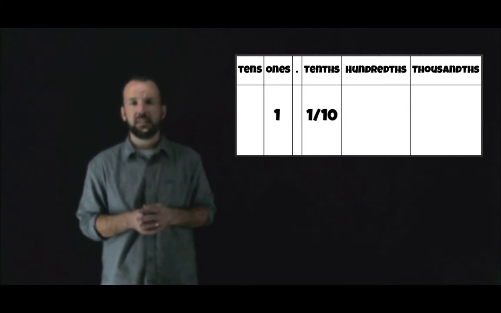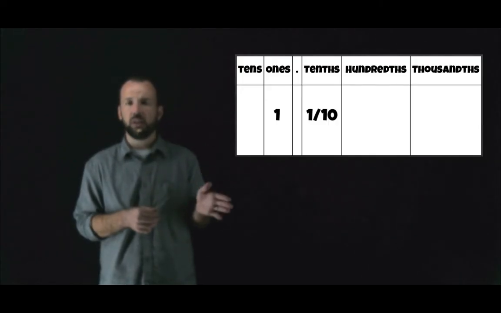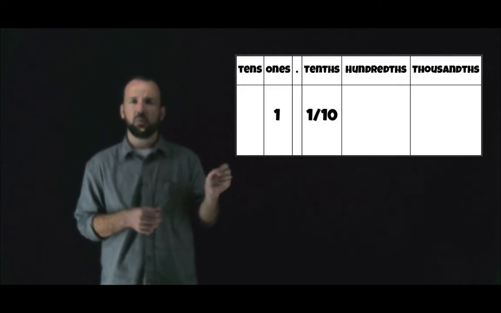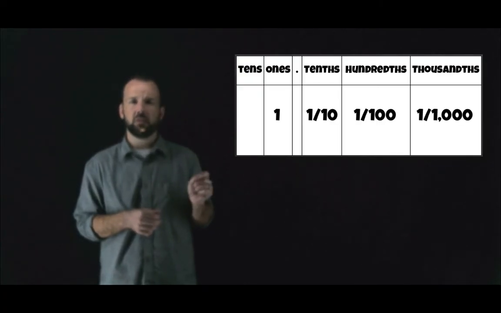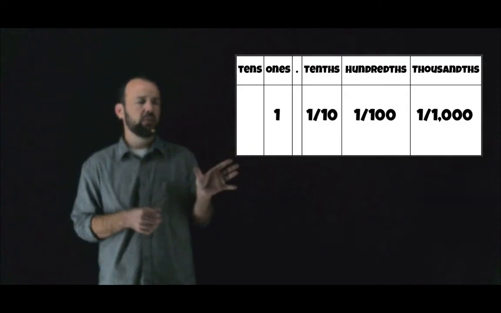All right, awesome. So in the tenths place, I could put 1 over 10, the fraction 1 over 10. In the hundredths place, I could put 1 out of 100, 1/100th, okay? And in the thousandths place, I could put 1 out of 1,000, 1/1,000th. So I have those things labeled up there.